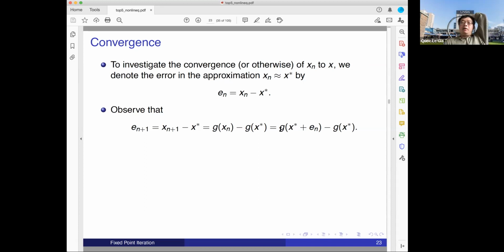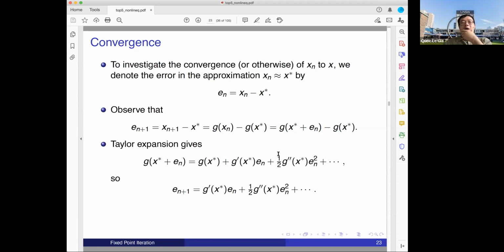So the mean value theorem can show you that this expression is just equal to g prime at some point times En. Or another way is you use the Taylor expansion, which is the same as the mean value theorem. So the mean value theorem or the Taylor expansion can somehow relate this one to En.